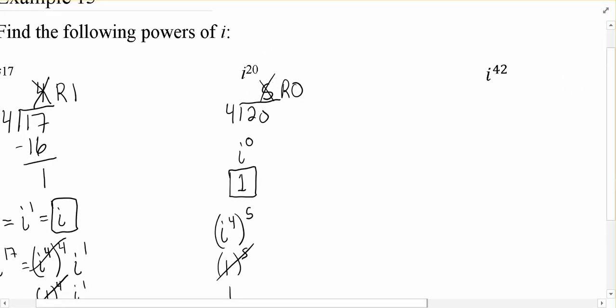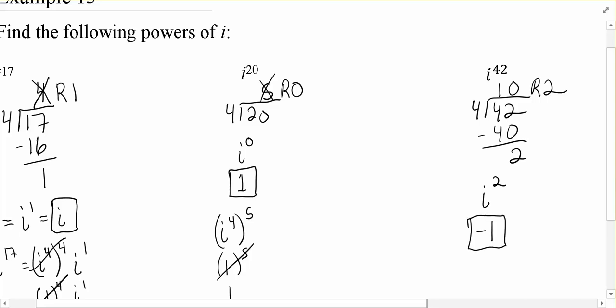We could go as high as i to the 42nd. We can go higher than that for that matter. But the process stays the same. We say, how many times does 4 go into it? Well, it goes in 10 times, and the remainder is 2. With a remainder of 2, that tells me it's equivalent to i squared. i squared is equivalent to negative 1.